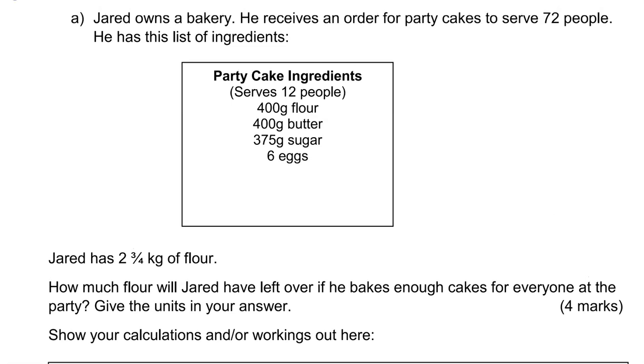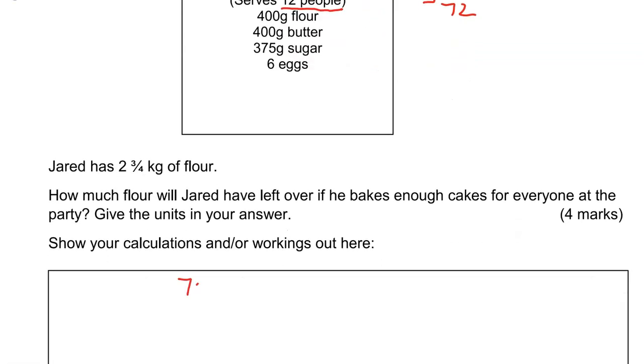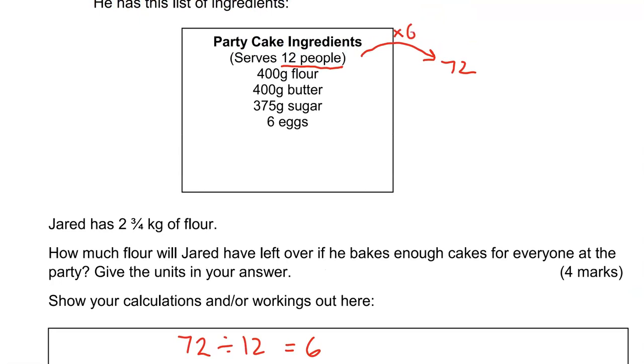So the order is for 72 people. The recipe is for 12 people. So we're going to get from 12 to 72 people. So how many times larger does the recipe need to be? So what we'll do is 72 divided by 12, and that gives us 6. So it's 6 times larger. So we need to multiply the ingredients by 6 as well.